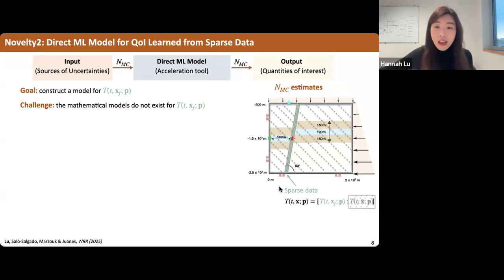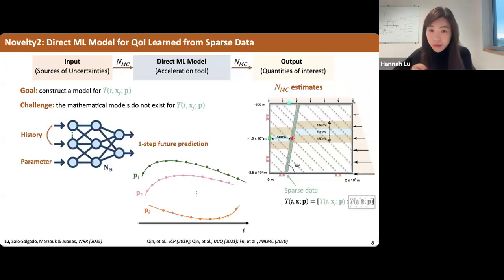So the goal is, again, to construct a model from the sparse data of the slip tendency only in this particular region. The challenge is, although we have the mathematical model, which is the multi-phase flow coupled geomechanics PDE, for the full-field solutions of saturation, pressure, and stress, mathematical models for this quantity of interest, the slip tendency itself, in this particular region of the fault, often do not exist. You cannot write it down explicitly. And we want to learn this direct model.